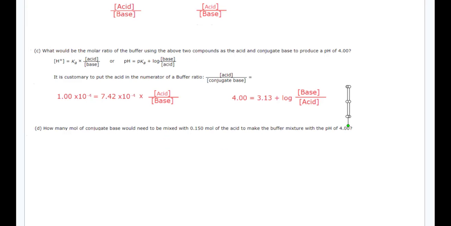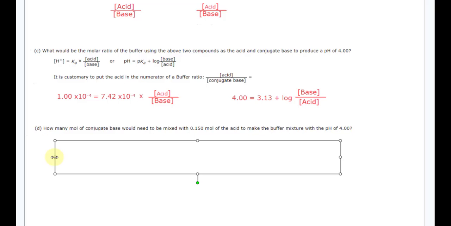Last part of the buffer problem, the penultimate of buffer problems, where you actually have to give the amounts that are involved. Let's see, how many moles of conjugate base would be needed to be mixed with 0.15 moles of acid to make the buffer mixture with a pH of 4? Again, two ways of doing it. We can use this or this, either one, whichever you feel more comfortable with or easier to remember.